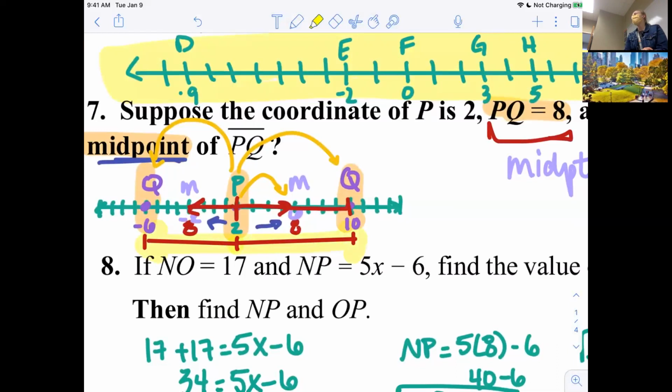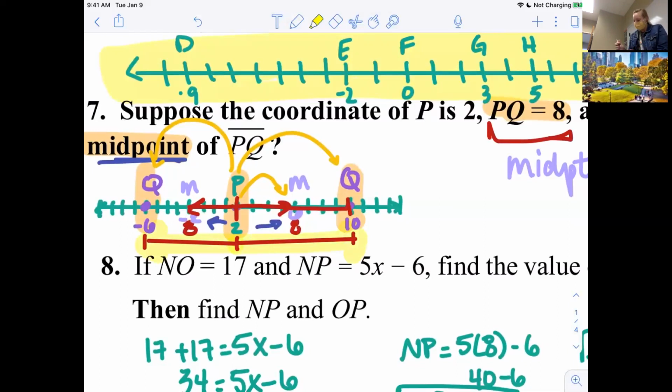We don't know what Q is. Q is either 10 or -6. We don't know which one. We just know it's one of those two. Now, it didn't ask for Q, though. It said, what are the possible coordinates of the midpoint of PQ? Oh, shoot. What's the midpoint?